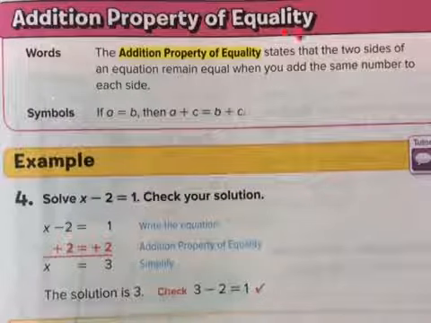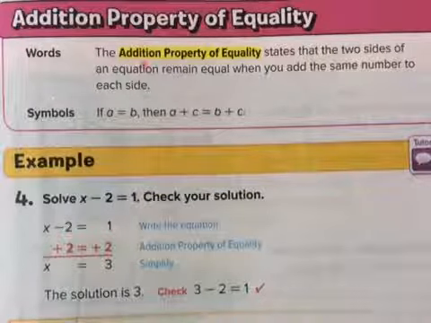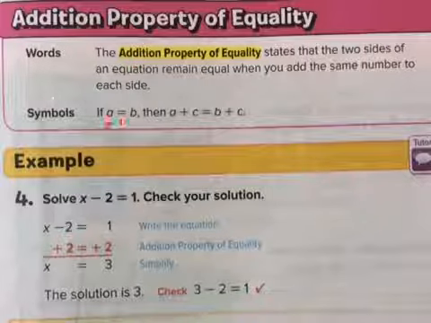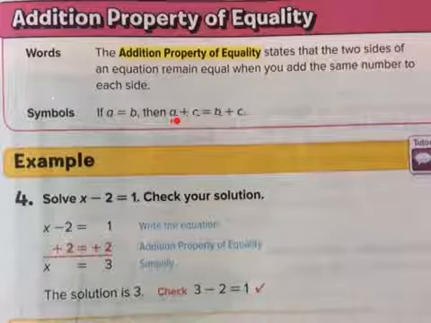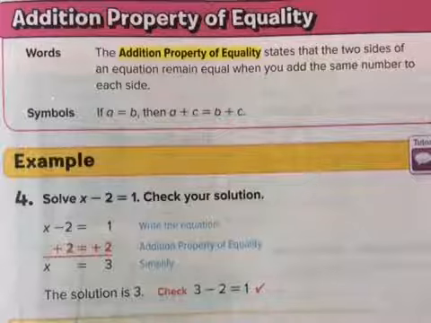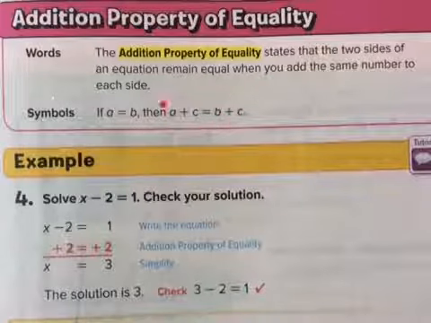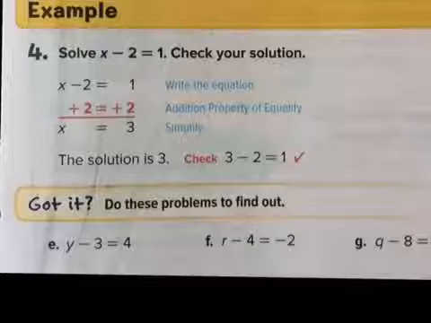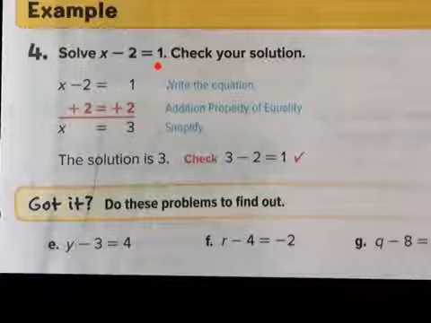Let's look at the addition property of equality. Much like we did subtraction, now we're going to add. Okay, so A equals B if A plus C equals B plus C. Okay, if we're adding them, it's going to equal the same. Let's look at example 4. So we have x minus 2 is going to give us 1.